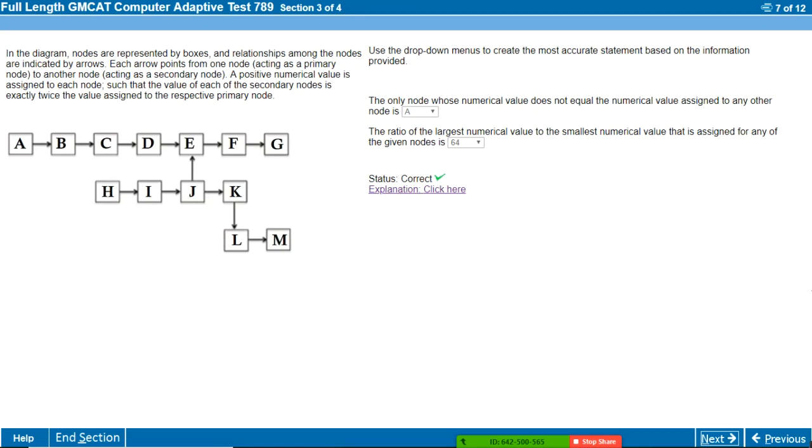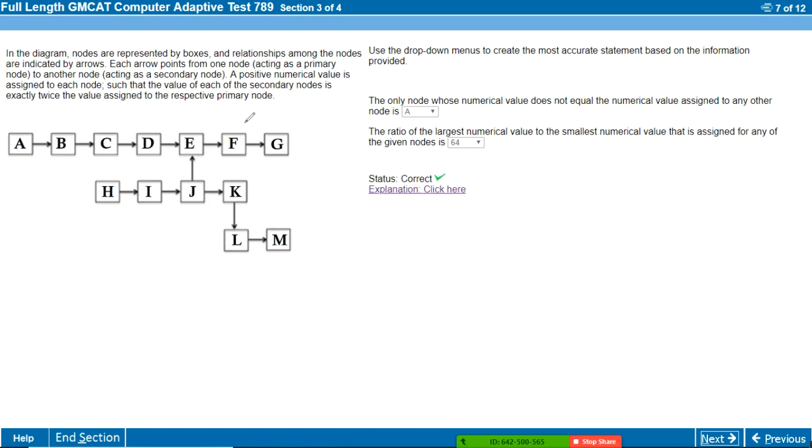Let's start with this graph type IR problem over here. Basically, you can see that some sort of a relationship diagram is given over here. These are all the nodes, lots of nodes, and it's giving some rules. Any arrow that is being pointed, it is being pointed from a primary to a secondary node. That is the sort of relationship. And each of the secondary nodes is twice the value assigned to the respective primary node.